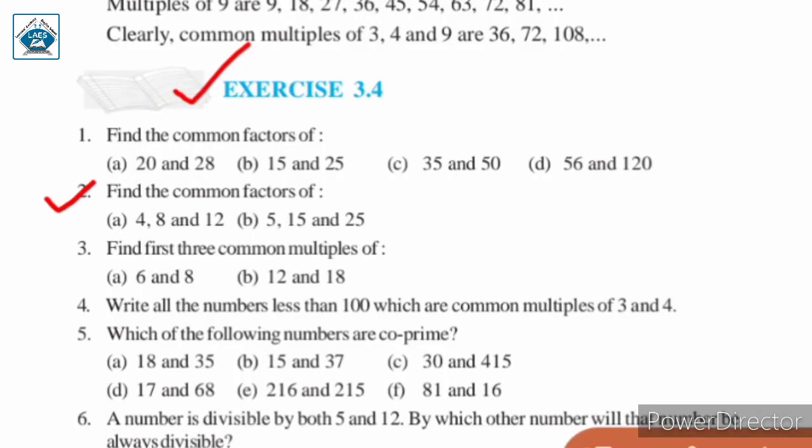Question number 2. Find the common factors of 4, 8 and 12. So in this question also we have to find the common factors but of three numbers, 4, 8 and 12. So first of all, we will find the factors of 4, the factors of 8 and the factors of 12, and then we will find the common factors of these numbers. So let us see the solution.